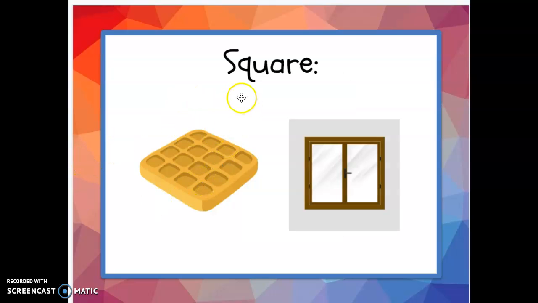Here are some things that we see in everyday world that are the shape of a square. Your waffles you eat for breakfast and some bread is the shape of a square. The windows in your house are the shape of a square.